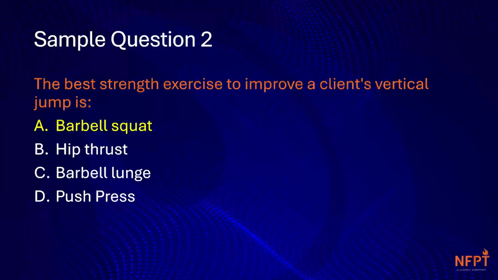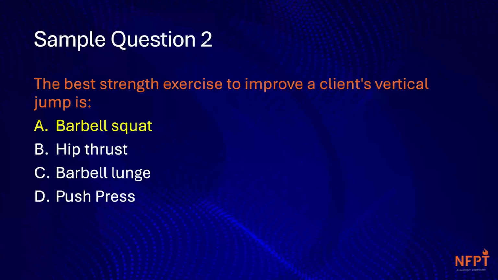Then we've got answer option C, which is barbell lunge. Again, similar to a hip thrust, it's good because it's a lower body exercise and we are developing strength. However, in that split stance that you have with a lunge, that's not as specific as you could get to doing a vertical jump. So it's not the best answer.